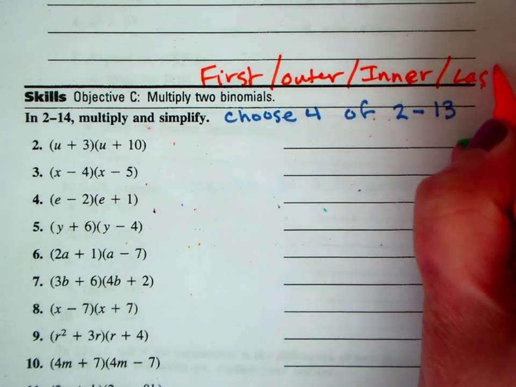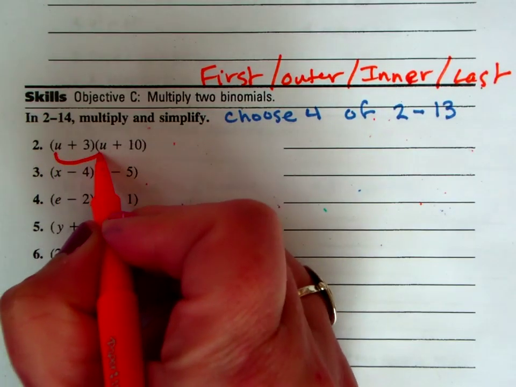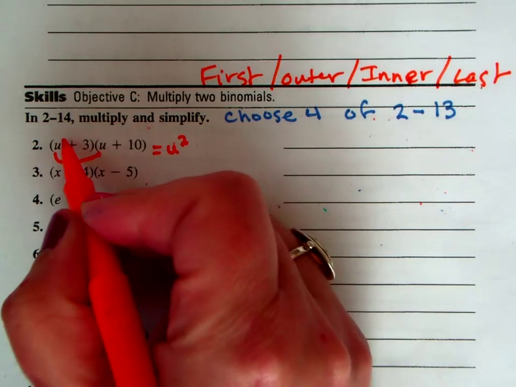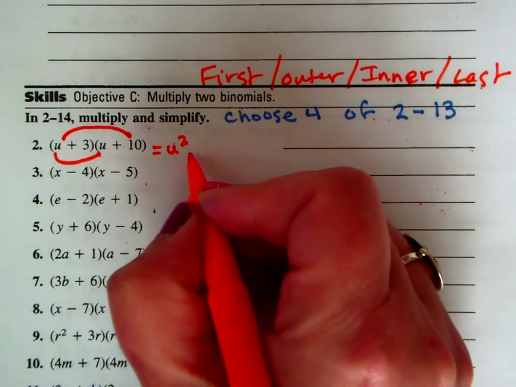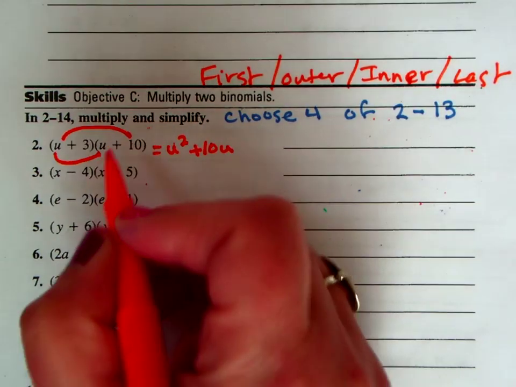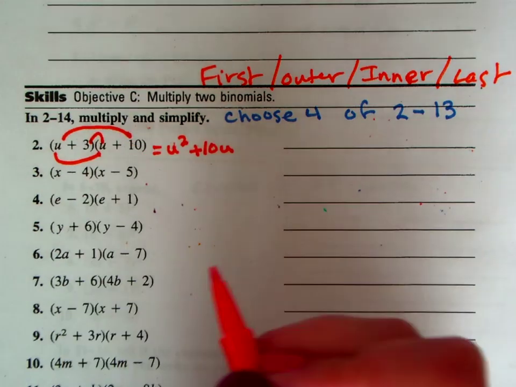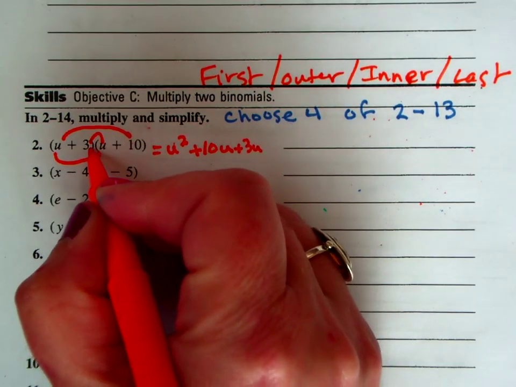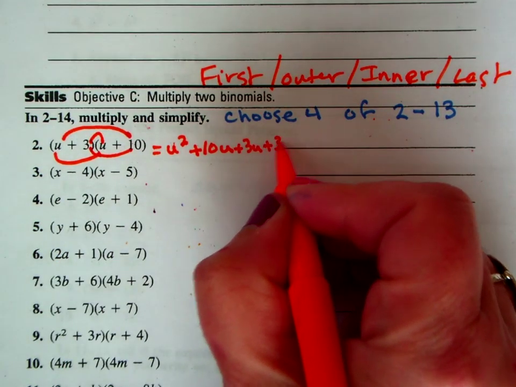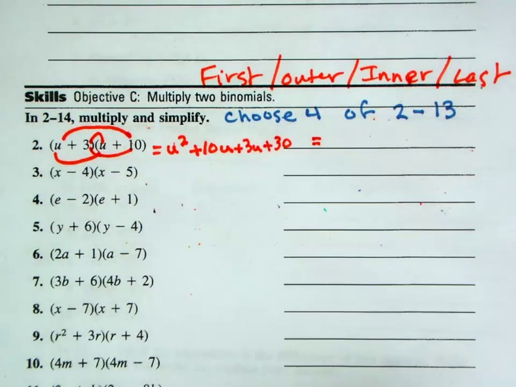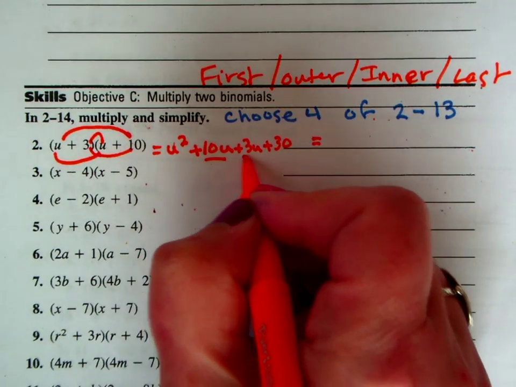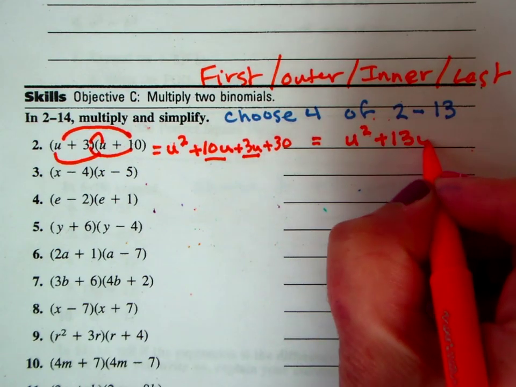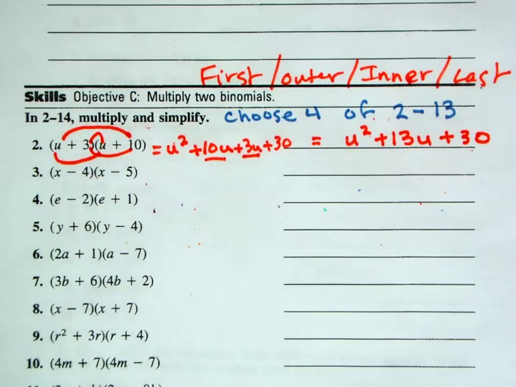and last. Okay, so you multiply the first two numbers, u times u gives you u squared. You multiply the outer two, u times 10 gives you 10u. You multiply the inner two, 3 times u gives me plus 3u. You multiply the last two, 3 times 10 gives me plus 30. Now, the only thing I need to do now is add the middle two terms. So I have u squared, 10 plus 3 is 13. And there's your final answer.